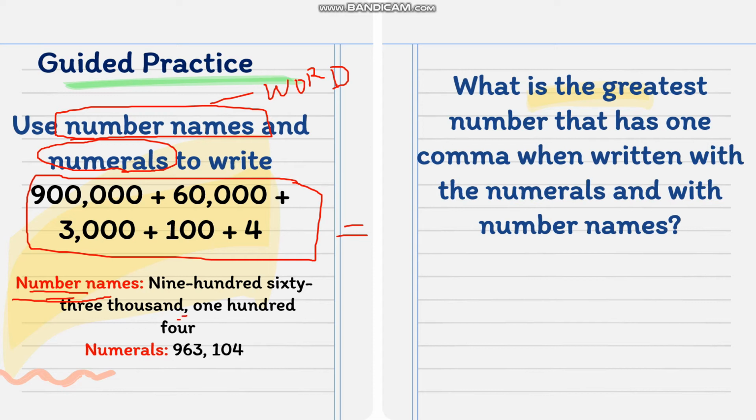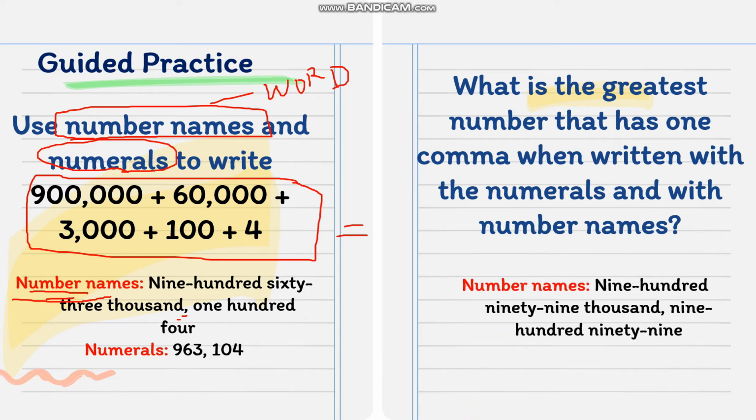Next, what is the greatest number that has one comma when written with the numerals and with number names? So the answer is, in number names, it should be 999,000, 999. And for numerals, we have 999,999. So this is the greatest number that has one comma.